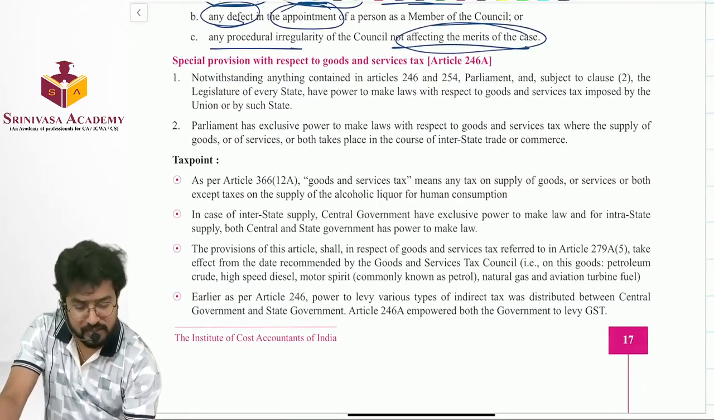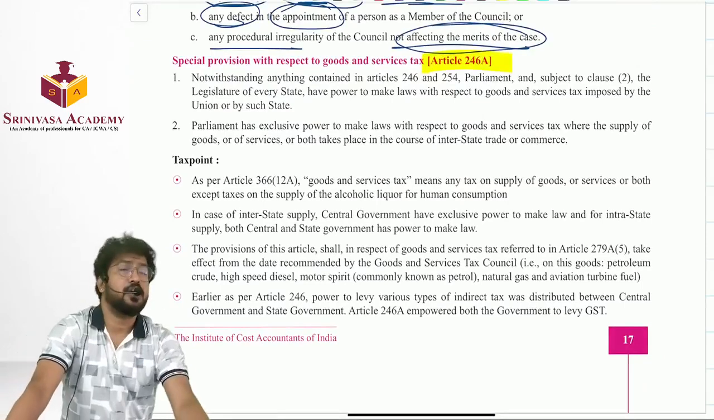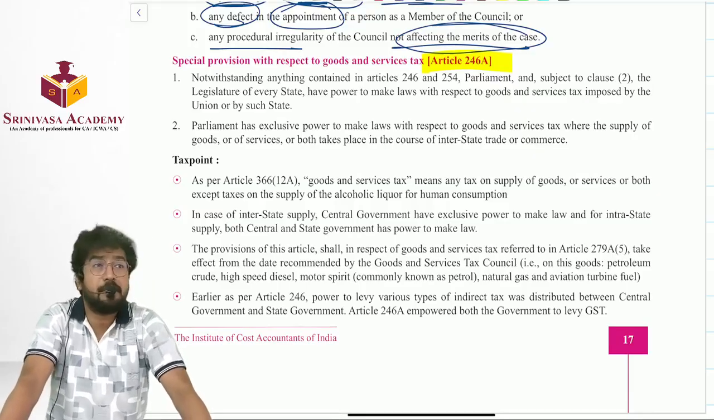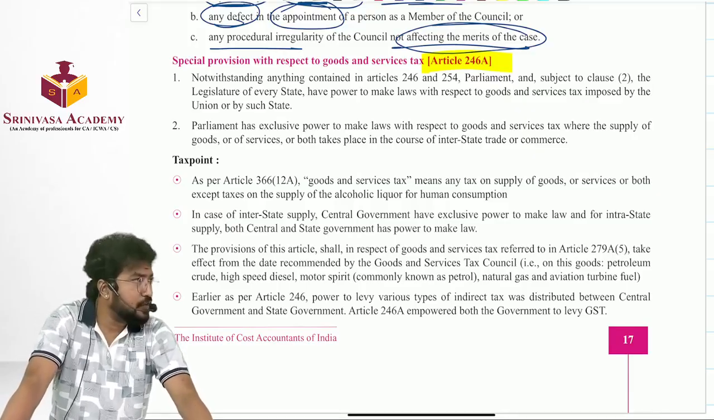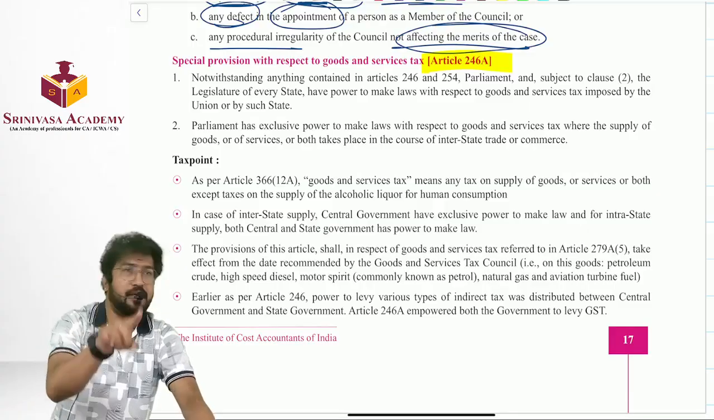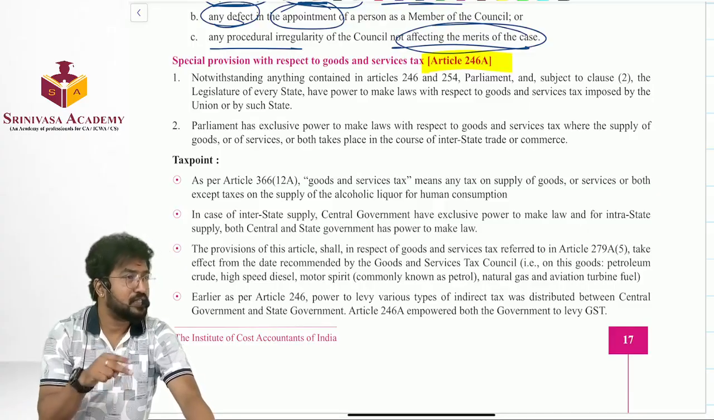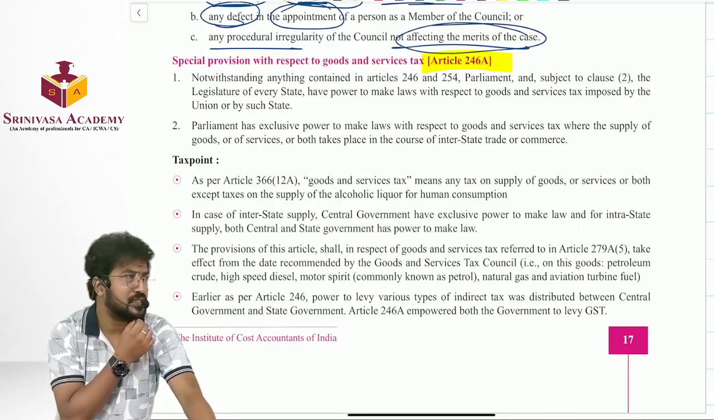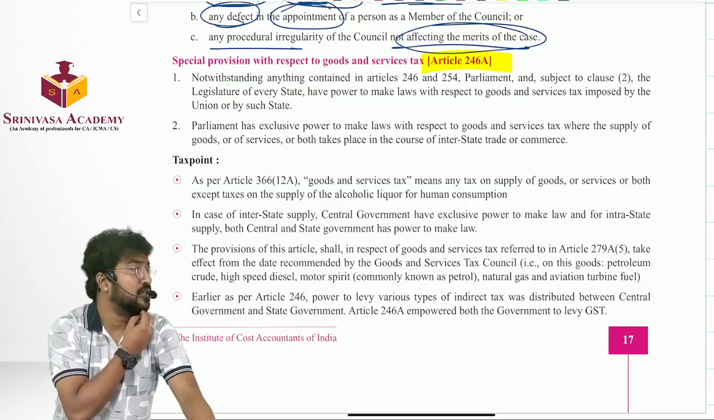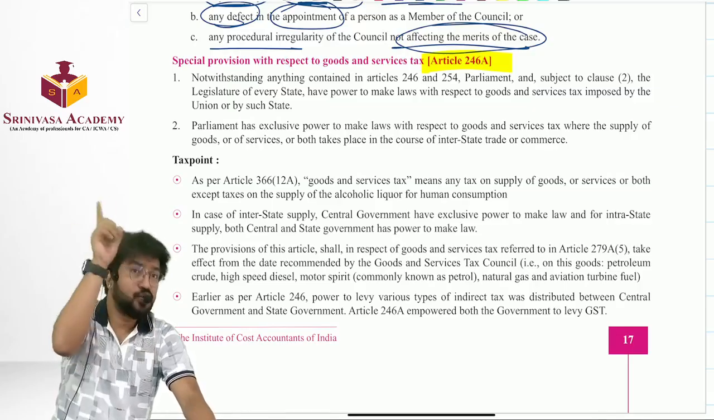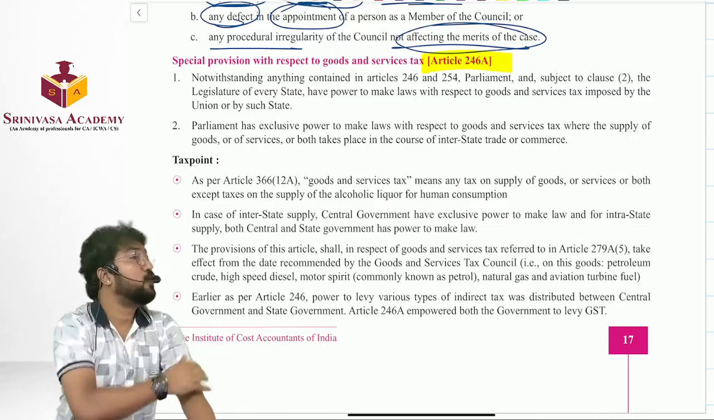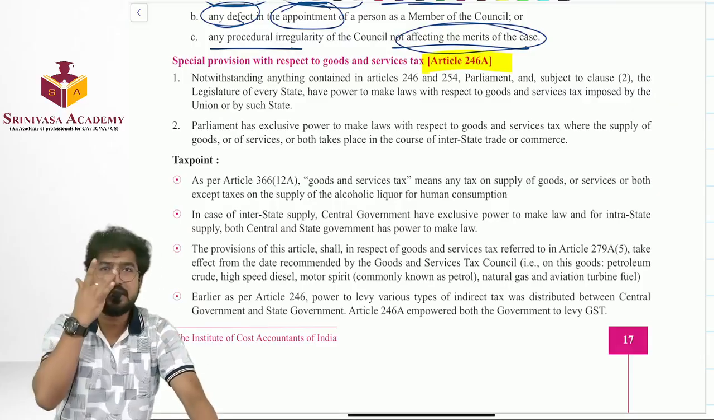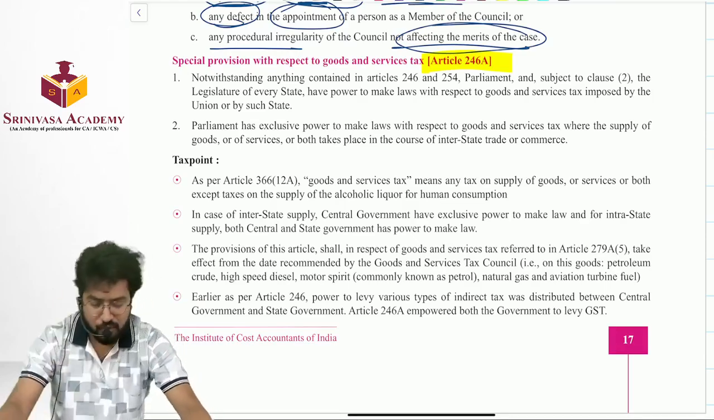Article 246A, another important thing. If you remember, we are discussing a concept called Constitution 101st Amendment Act. In that we have discussed Article 279A. Now we are moving on to 246A. Have you seen the 246 word anywhere? That Schedule 7, List 1, List 2, List 3. That is Article 246. But Article 246A newly we have added in Constitution because to bring GST you should change certain things.